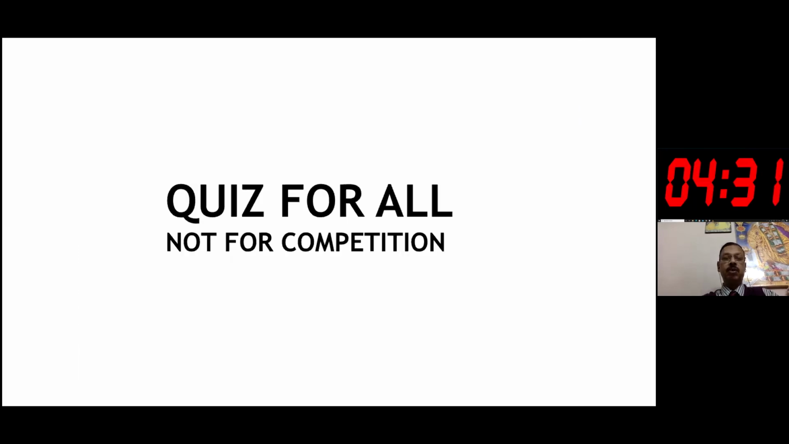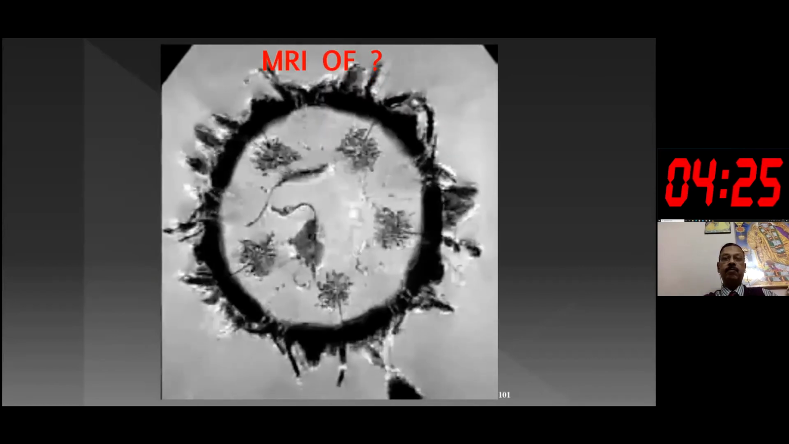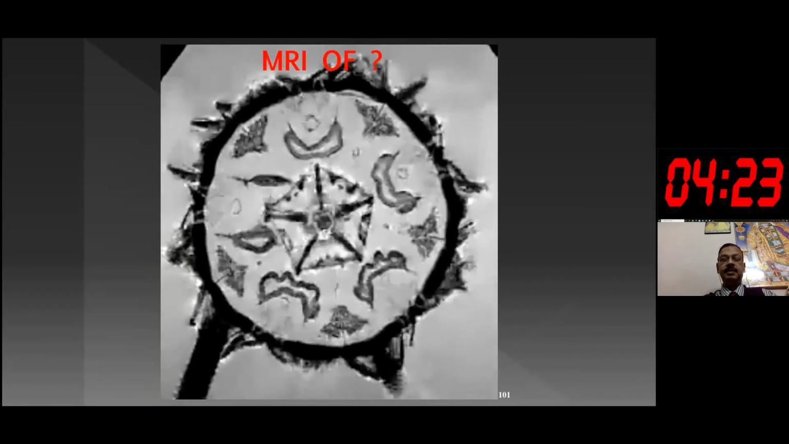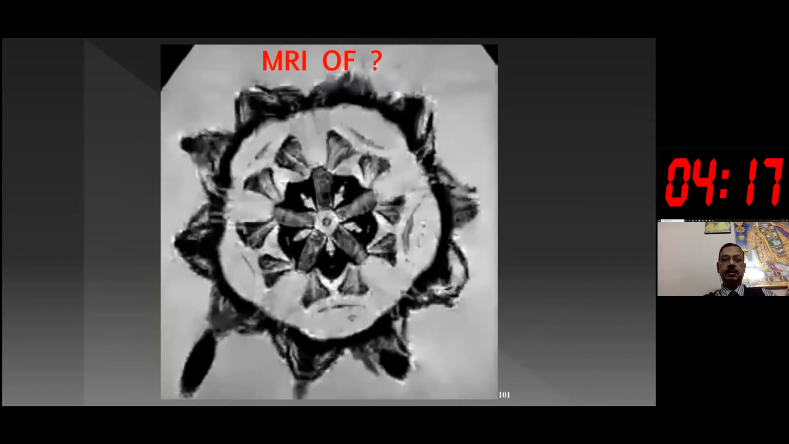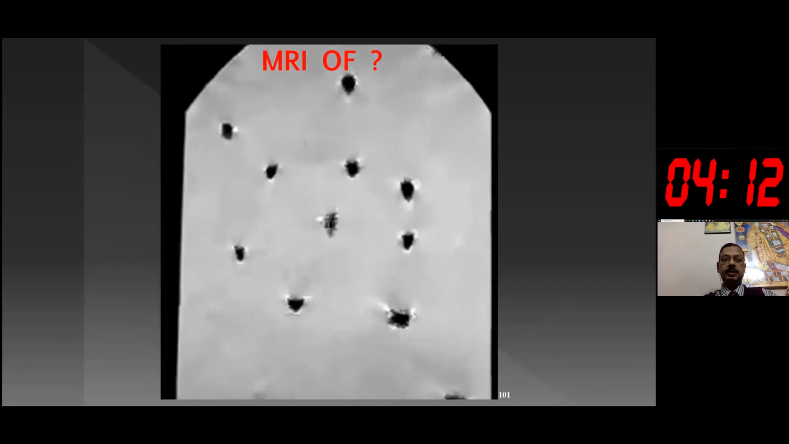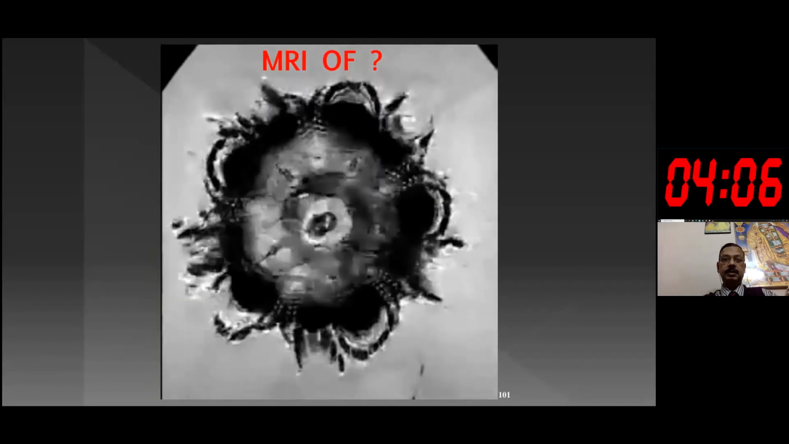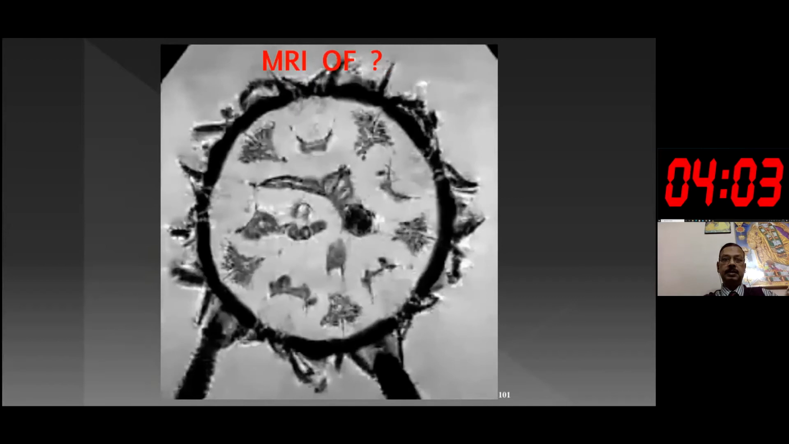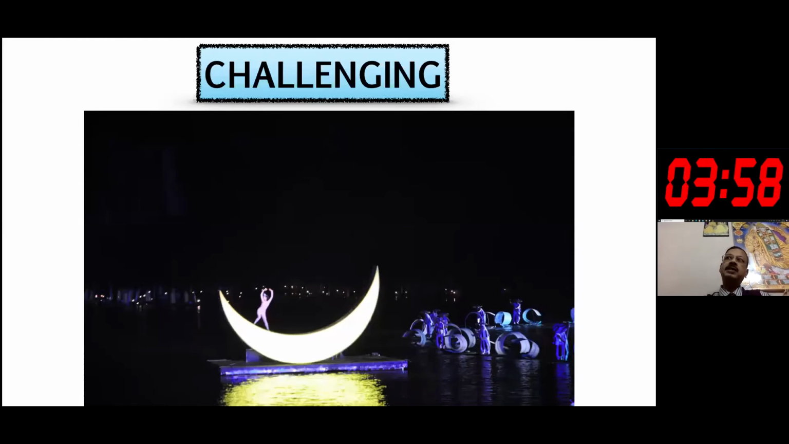Now, in between, there is a quiz for all, not for competition. This is an MRI of what? This is MRI of C arching. Now, the last group of 20 questions is a challenging one. So here you can see quiz number 17.